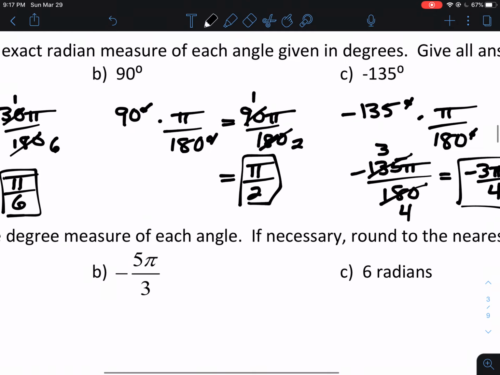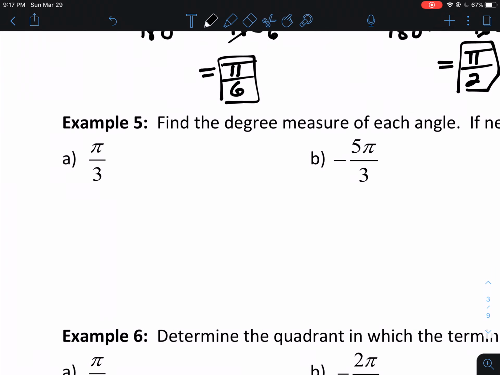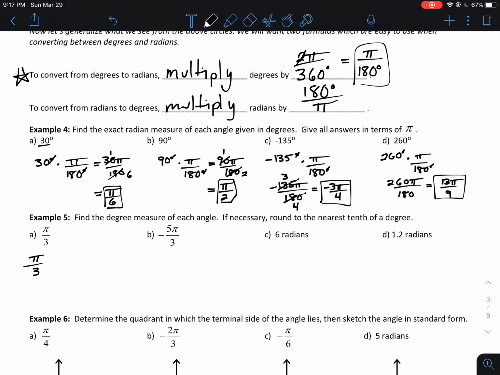Okay, cool. So next, find the degree measure of each angle. It says if necessary, we're going to round to the nearest tenth. So we start off with pi over 3, and we're going to convert from radians to degrees, which means now we're going to multiply the number of radians by 180 over pi.